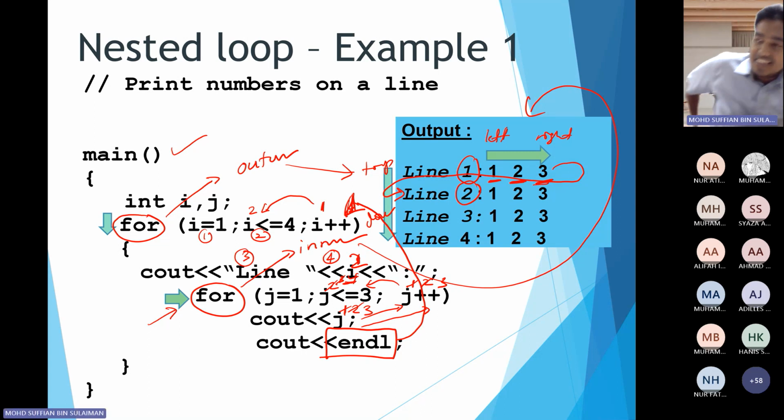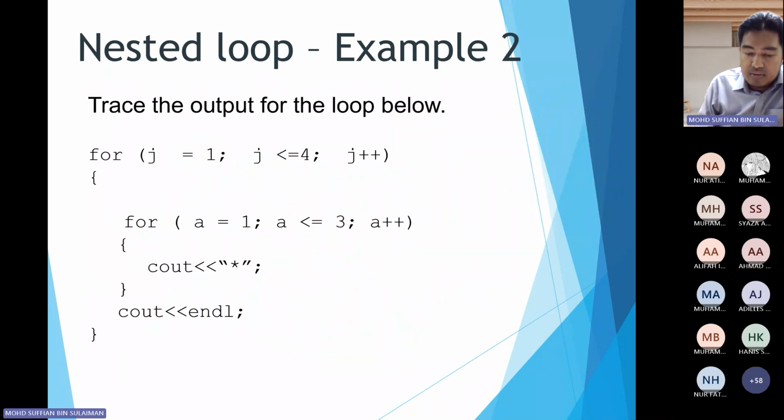It is more complicated, insyaAllah, tapi kalau you can see slowly one by one, insyaAllah you will really understand lah, kan? Right? Okay, next. Nested loop example. Trace the output for the loop below. So what will be the output?